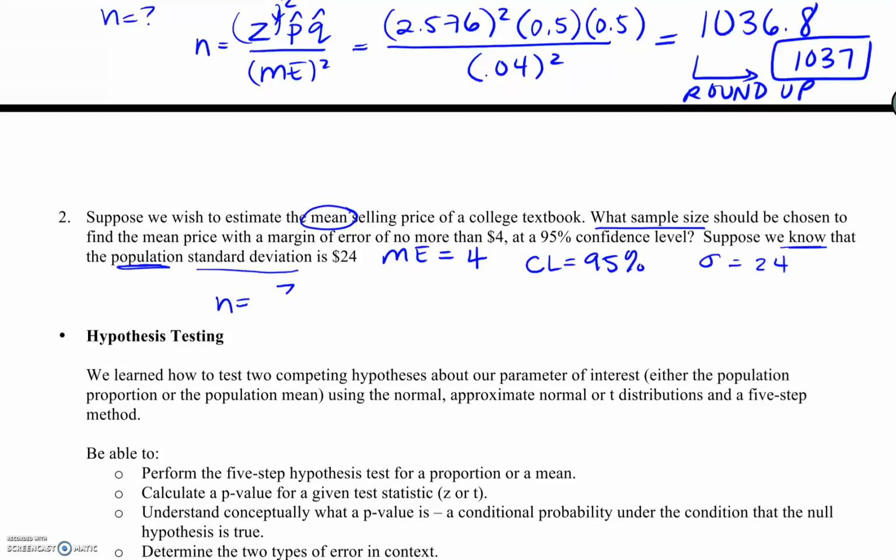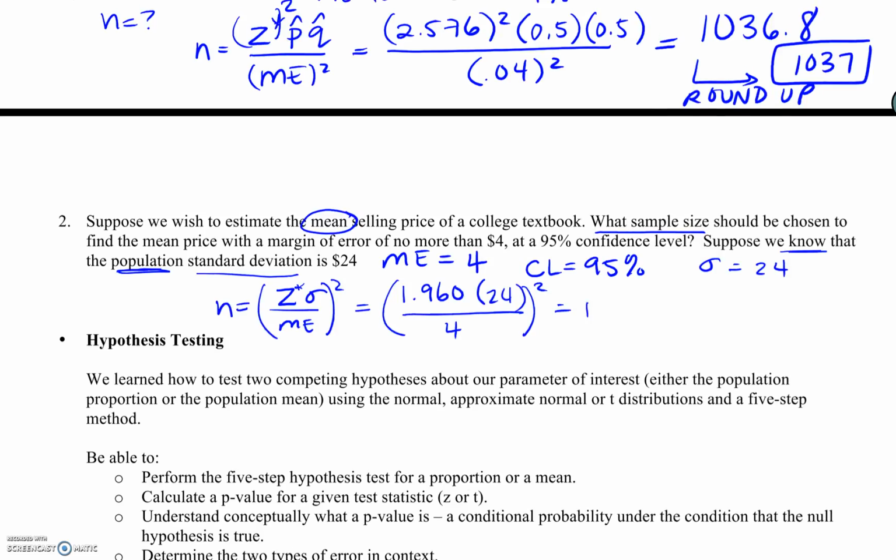N is equal to Z times sigma all over our margin of error, all of that squared. And then it's just a plug and chug, right? 95% is 1.960. We have our standard deviation. We have our margin of error. Don't forget to square all of that. That's the only mistake I really see on this question. This is 138.29, which we round up to 139.